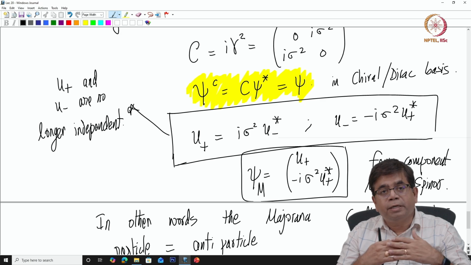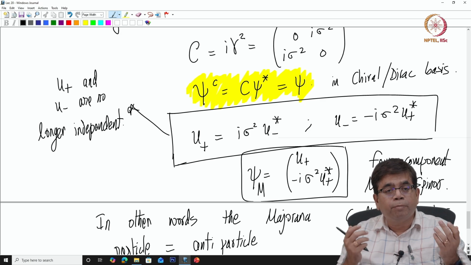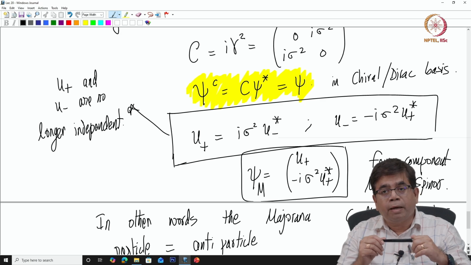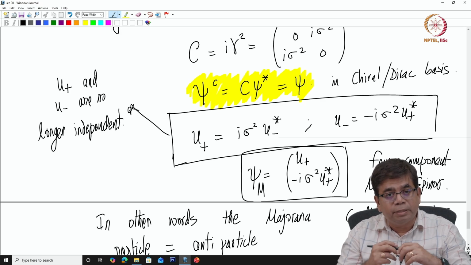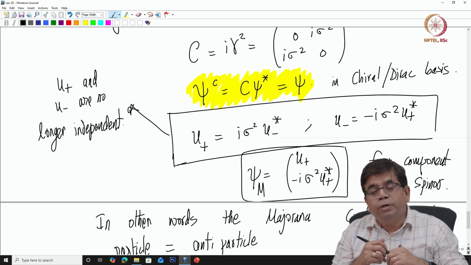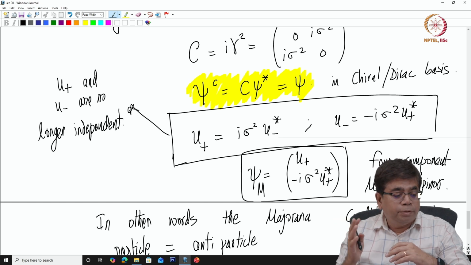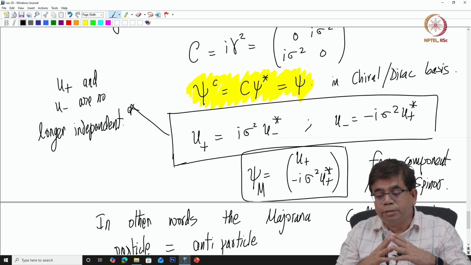So, this condition reduces the number of degrees of freedom. You only have either left-moving or right-moving, because the particle and antiparticle are the same. So, you do not have this extra degree of freedom. That kind of spinors are called Majorana spinors.